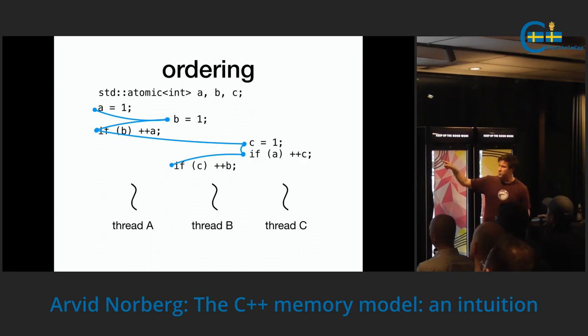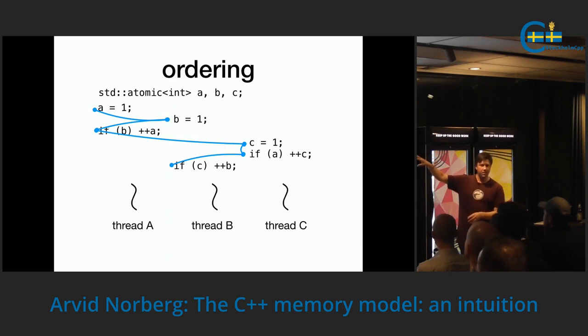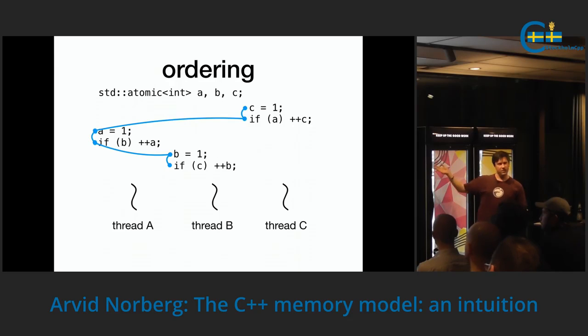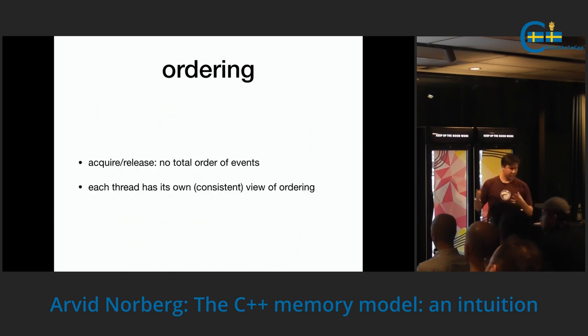So you sort of pretend that the computer does one of these things at a time and they just happen in this order. When you use acquire and release, there's no actual global ordering guaranteed. So from thread A's point of view, it may look like things happen in this order. But from thread B's point of view, it may look like things happen in this order. And this can have subtle and unexpected effects. So there's no total order of events. But from each individual thread, the order that it experiences is consistent with the rules. They are just not necessarily the same.